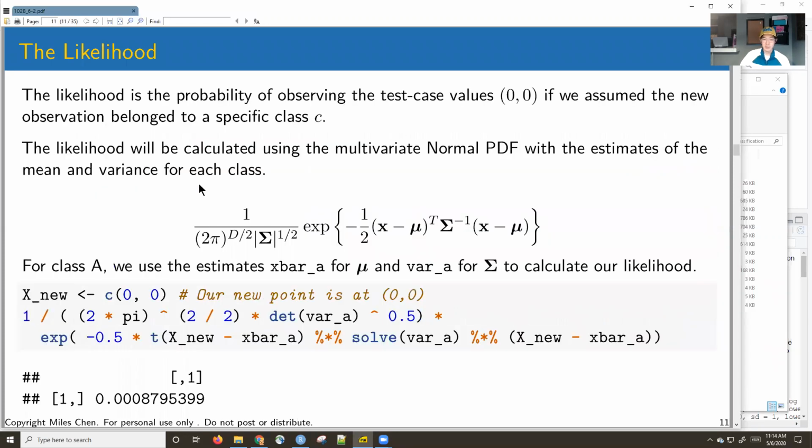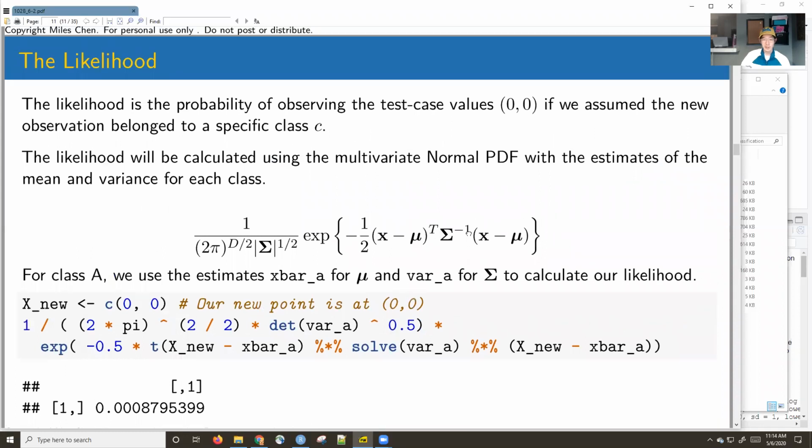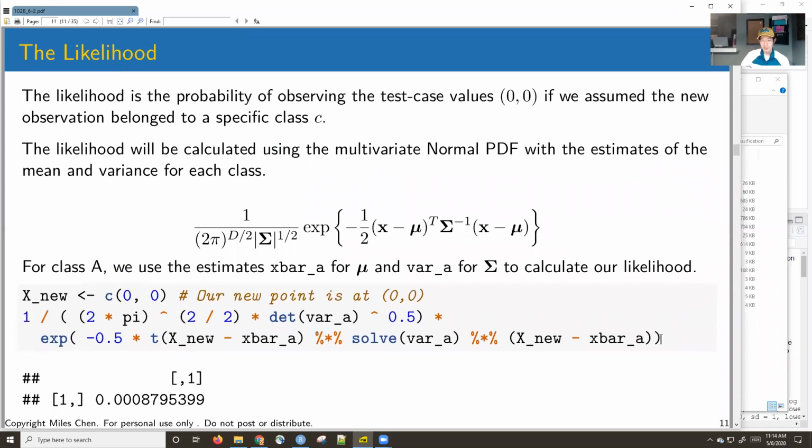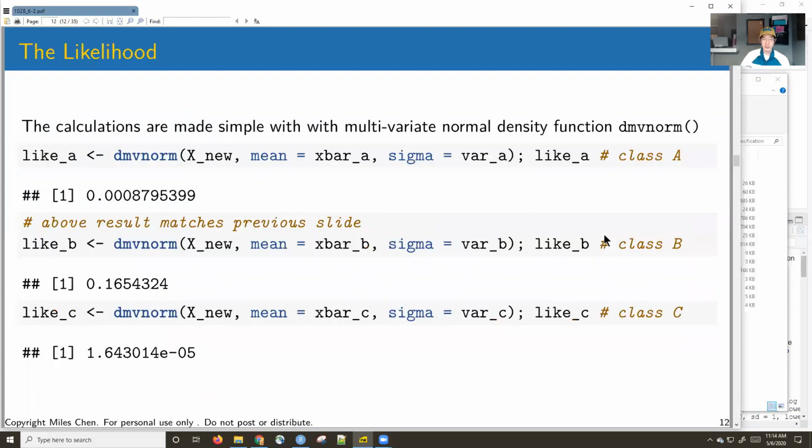Okay, so we can see that using the equation manually, by doing all of these matrix operations and figuring out the determinant, results in the same value that the DMV norm does. So, to keep my life easy, I'm going to just go ahead and use DMV norm for all of the observations here. Is that okay? So I calculate the likelihood.